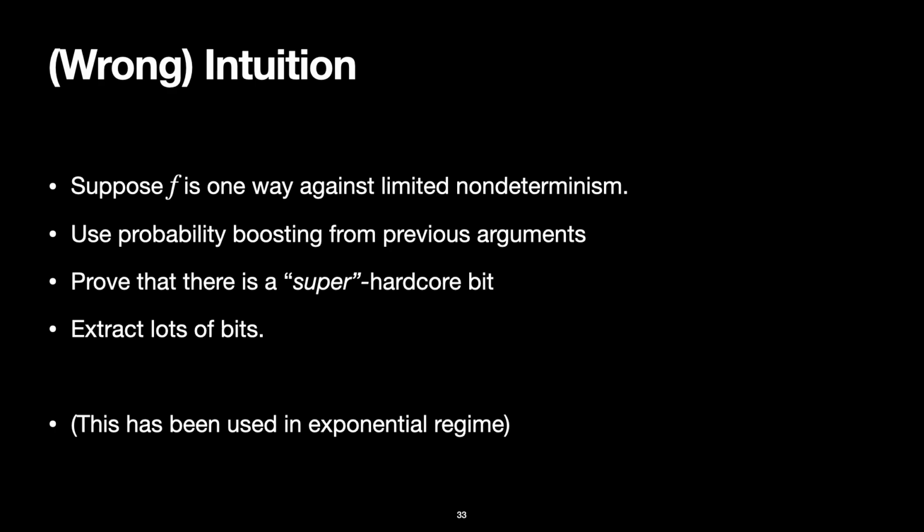Here's our wrong intuition first. Suppose f is a one-way function against limited non-determinism. We have the probability boosting from the previous arguments, and so if we could prove that there was a super hardcore bit, maybe we could use the probability boosting lemma to boost the success chance of inverting that super hardcore bit and then extract lots of bits from this. And something along these lines has been used in the exponential security regime before.